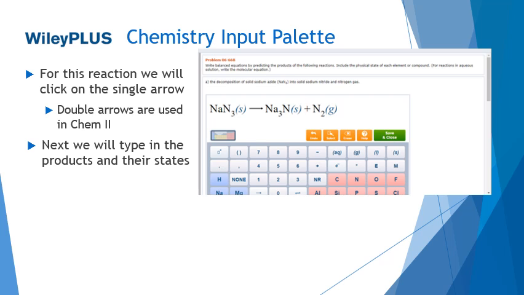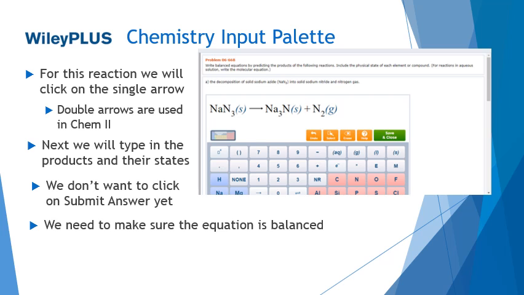NaN3N, click on solid, type in plus, you don't need to put in a space. N2, the subscript automatically occurs, click on the G. Now we don't want to click on submit our answer yet because the equation isn't balanced.